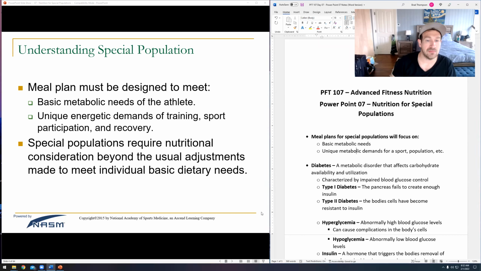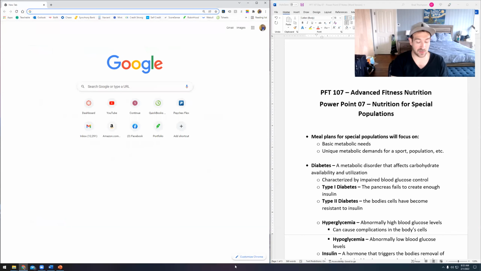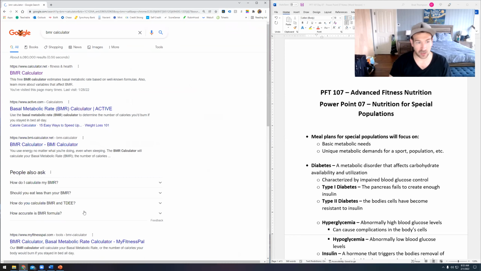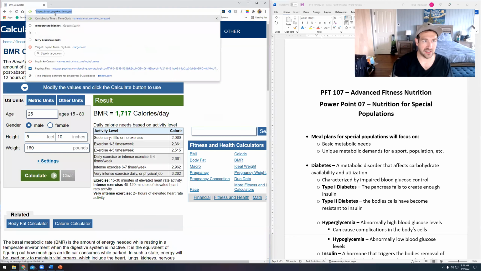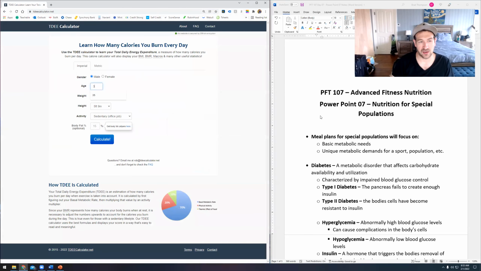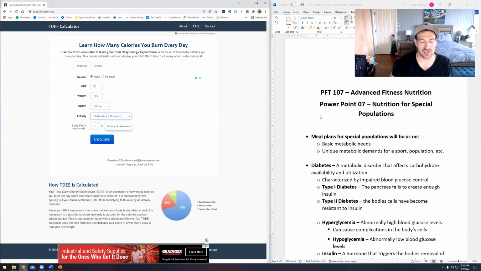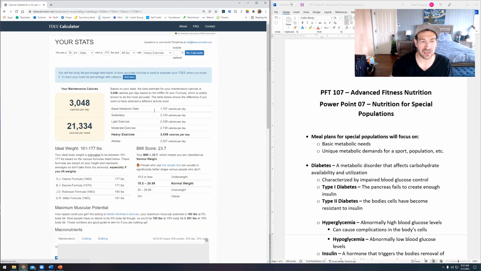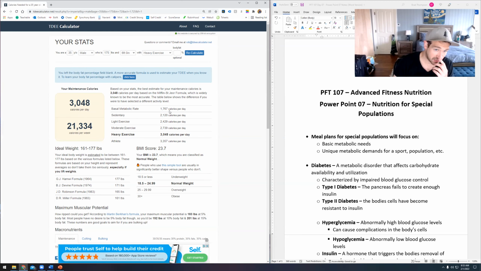So meal plans, we talked about the idea of a meal plan for a special population. The things we're going to pay attention to in the beginning are their metabolic needs. So it's probably going to start with you going to a BMR calculator or a TEE calculator. So you can go, all right, they're 35, 175 pounds, 6 foot 0 inches, and highly active, right? So we'll say they're doing heavy exercise. We hit calculate, and there we go. We get a pretty good idea of their basal metabolic rate, around 1,670 calories a day.